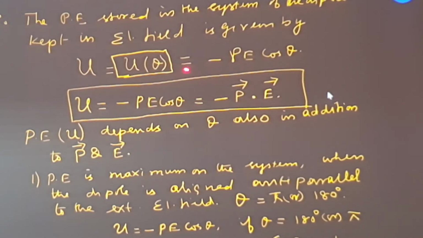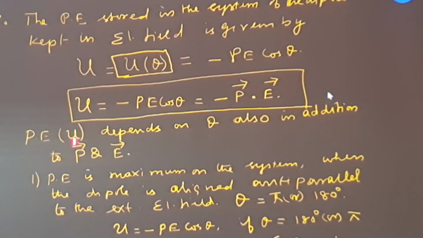From this relation, we can say that the potential energy epsilon depends on θ also, in addition to the P vector and E vector. So potential energy depends upon the electric dipole moment, the electric field, and also the angle through which the dipole is rotated.